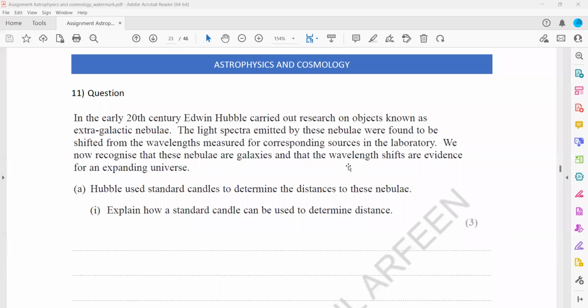This assignment is related to astrophysics and cosmology questions.